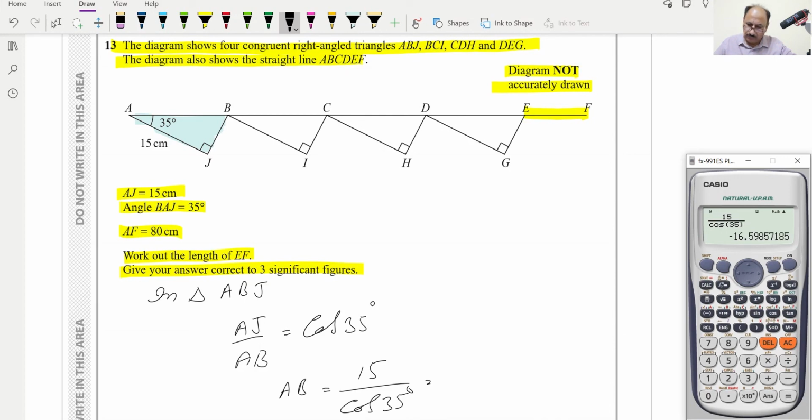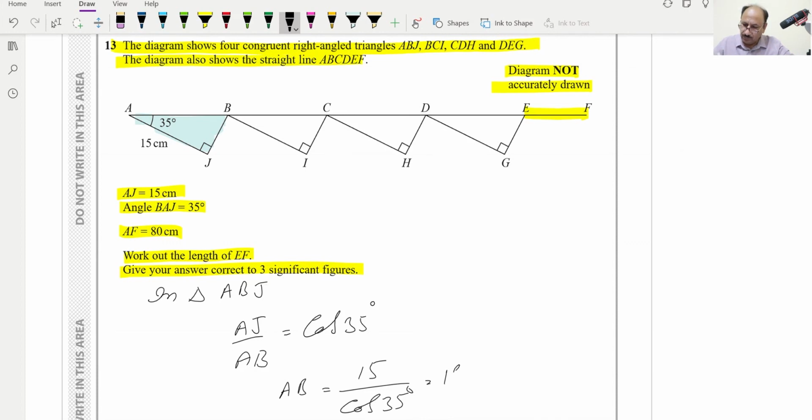This is in radian mode. We will shift mode to degrees. You have to be careful that your calculator should be in degree mode. Now we are getting 18.31. So 15 over cos of 35 degrees is equal to 18.31.